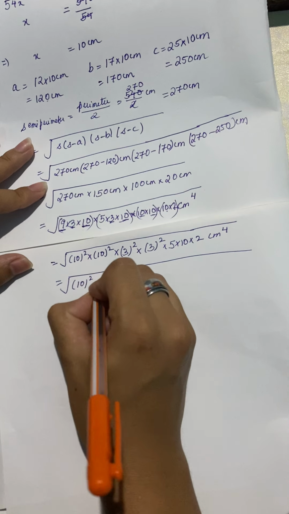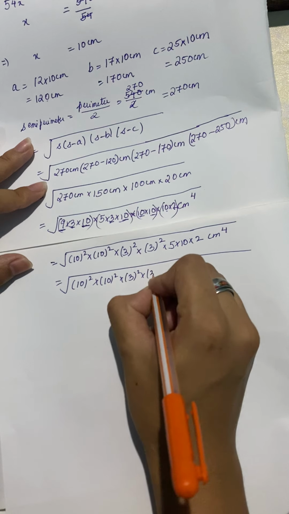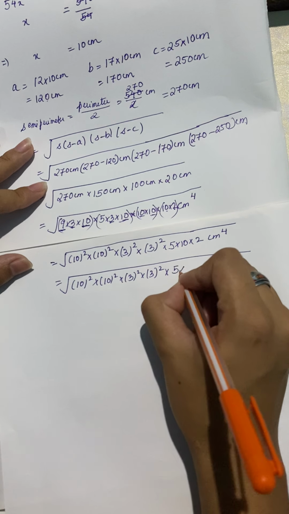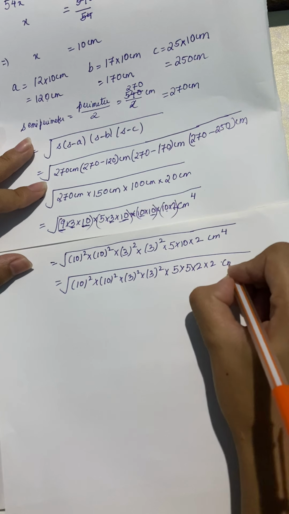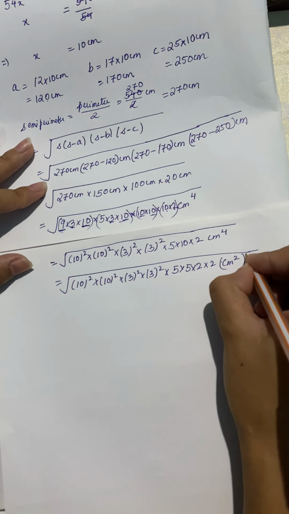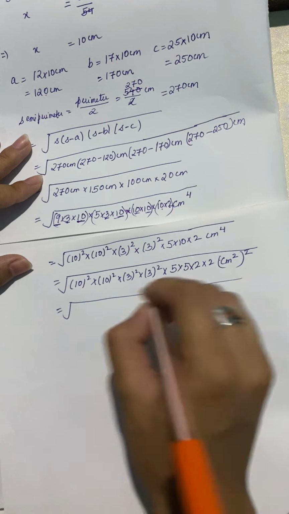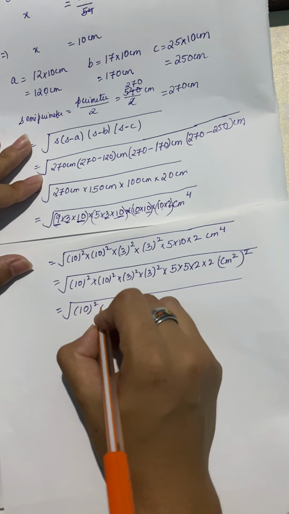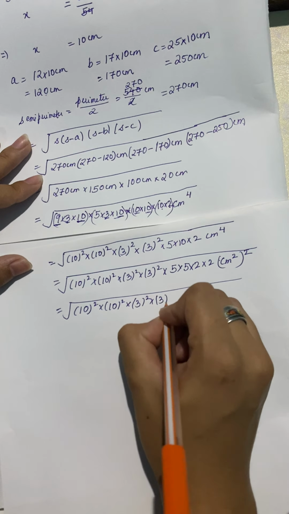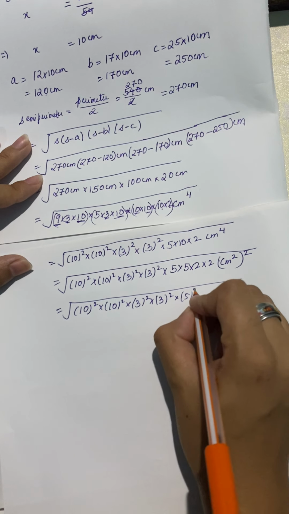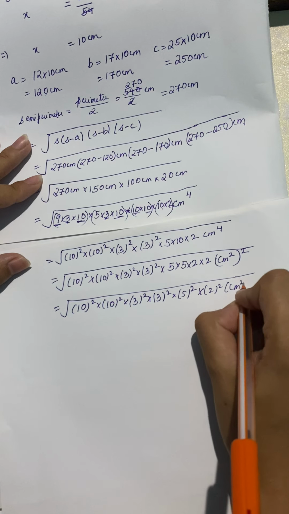10 square into 10 square into 3 square into 3 square. Now you look at this. 10 can be written as 5 into 2 into 2. Now centimeter square, the whole thing square. Clear with this up to this much? Now you pair everything up. So I think you'll finally get the answer. 10 square into 10 square into 3 square into 3 square, 5 square into 2 square, centimeter square, the whole thing square.